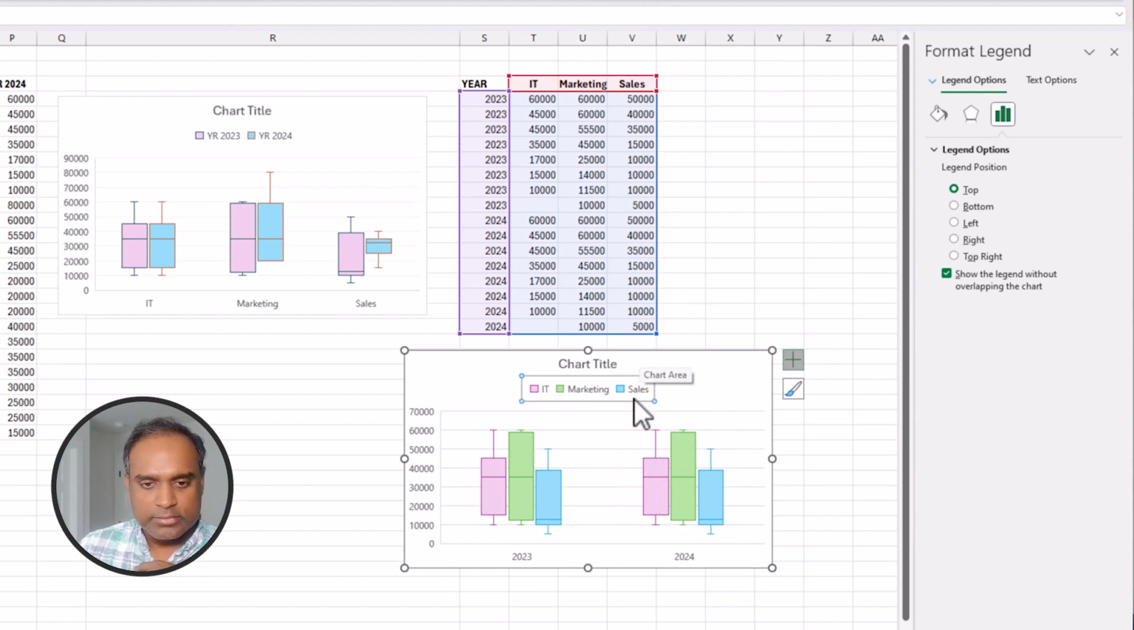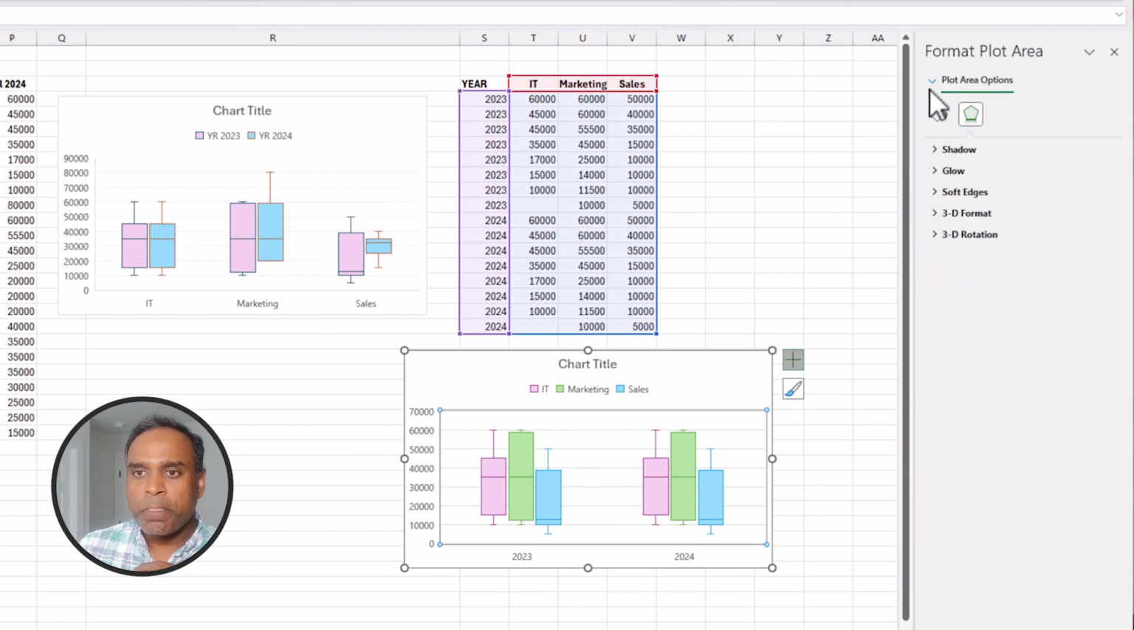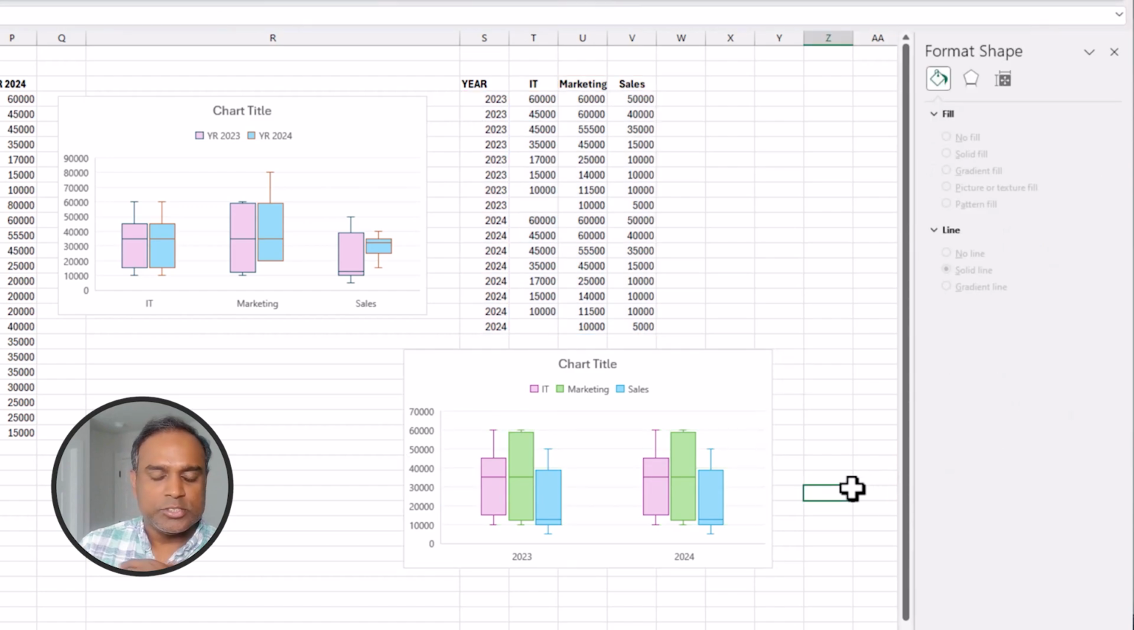And again, we can do the title. We can remove the grid lines. So let's see how we can go here to the grid lines, fill, solid line, make it less visible. So all that standard formatting things we can do from here.